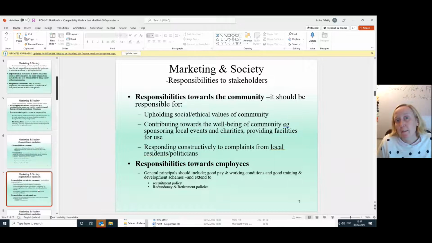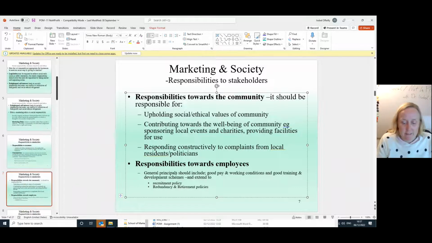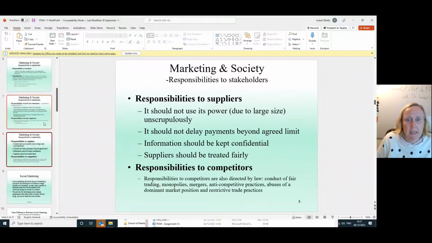And responsibilities towards employees can be general principles, should include good pay and working conditions, good training and development schemes, and they should extend also to recruitment policy and retirement policies. So not making it mandatory to retire before the state pension kicks in, things like that could be at play in there.